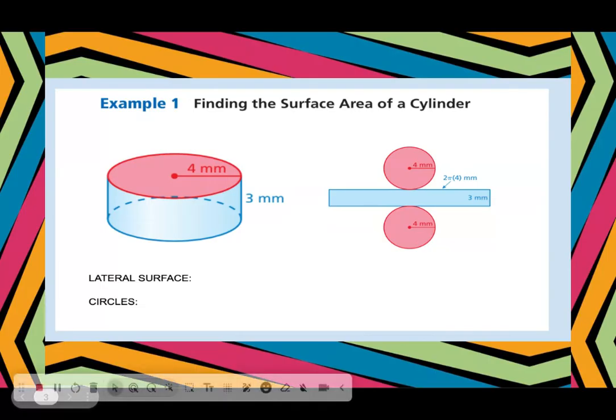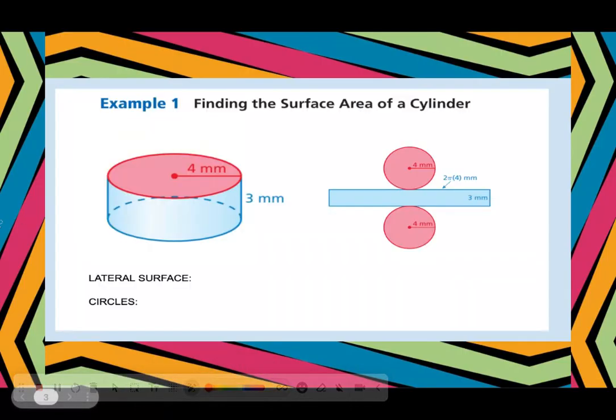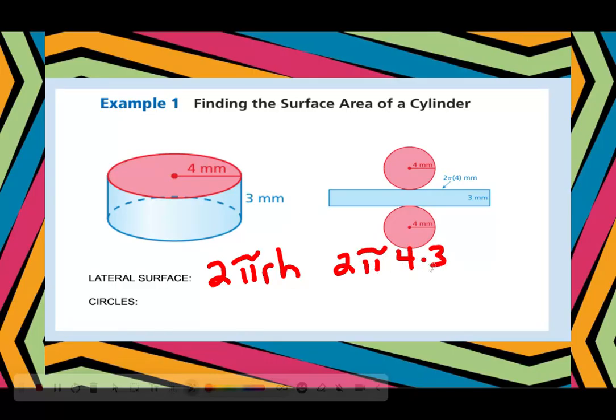Okay, so here's an example. So the lateral surface: 2 times pi times radius times the height. So 2 times 3.14, we can leave pi, times the radius, which is 4, times 3. So 2 times 4 is 8. 8 times 3 is 24 pi. That's for your lateral surface.